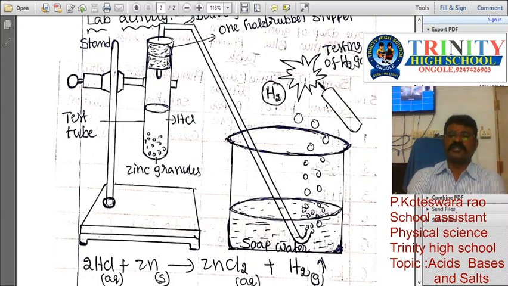Sir, if we take plain water, what happens? Some hydrogen gas dissolves in water. But in soap water, hydrogen gas is not dissolved. That's why here we take soap water. So I think all of you understood this concept.